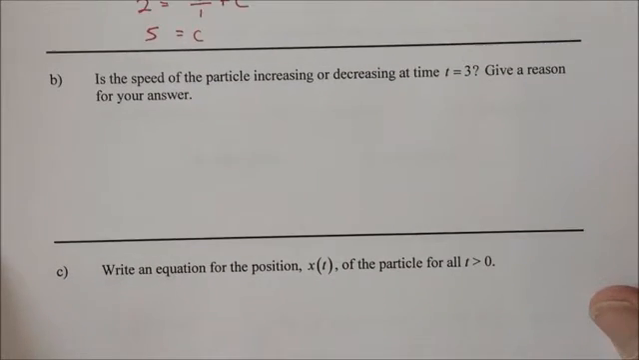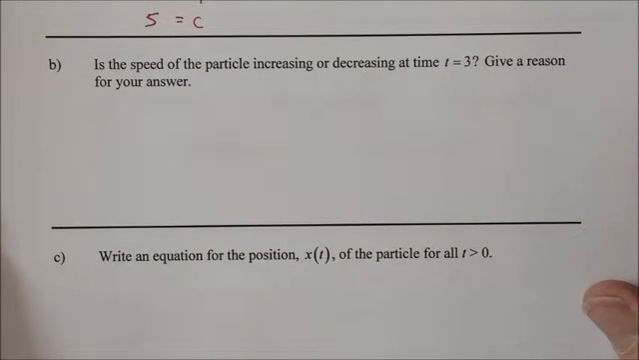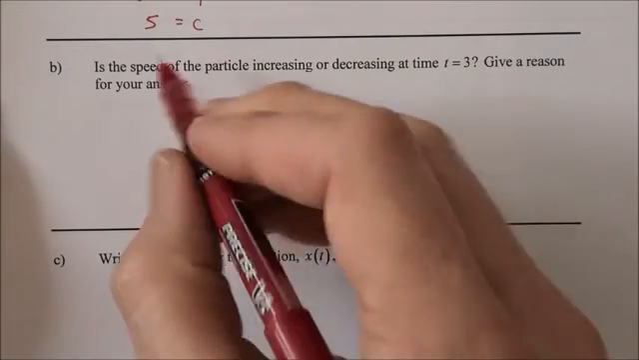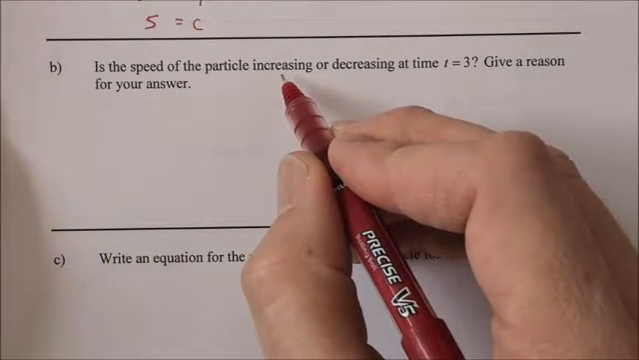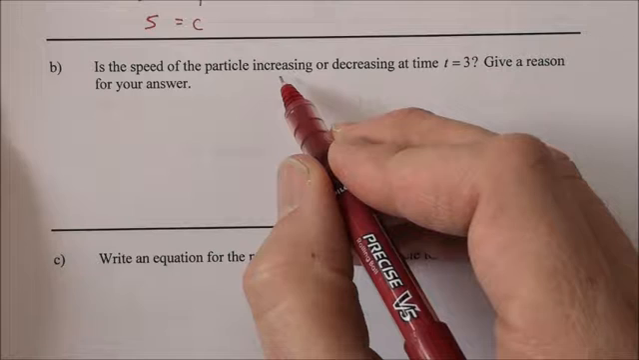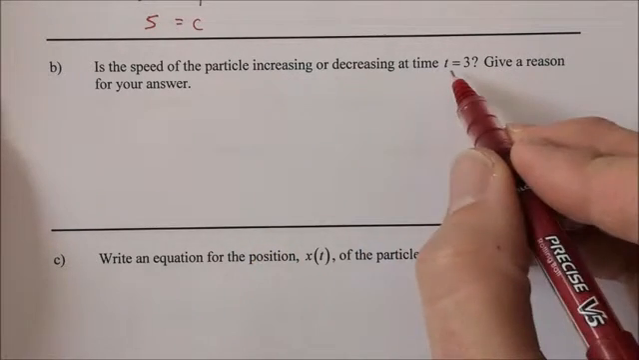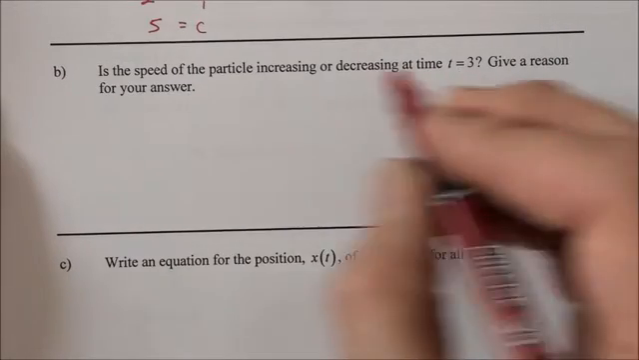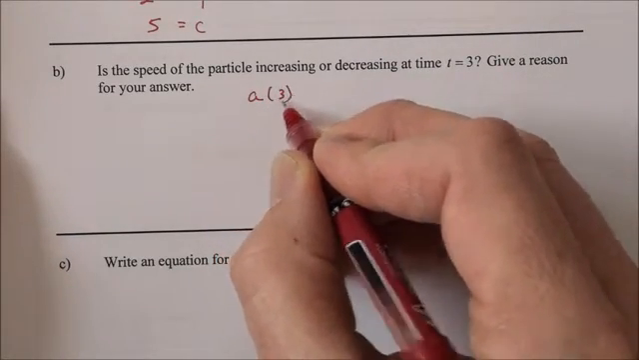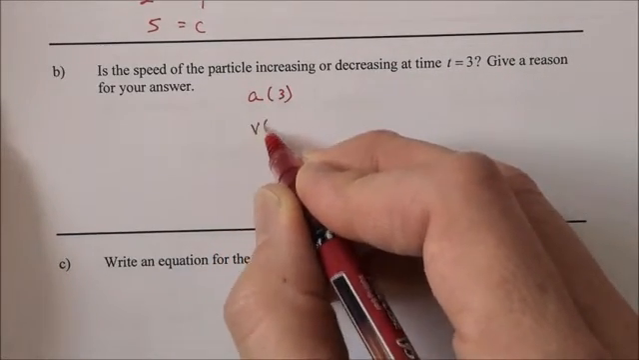Let's get part B on the screen. Is the speed of the particle increasing or decreasing at time t equals 3? Give a reason for your answer. All right, so in order for speed to be increasing, the acceleration and the velocity have to have the same sign at whatever the time is. Our time is 3, so we're interested in a of 3, and we're interested in v of 3.